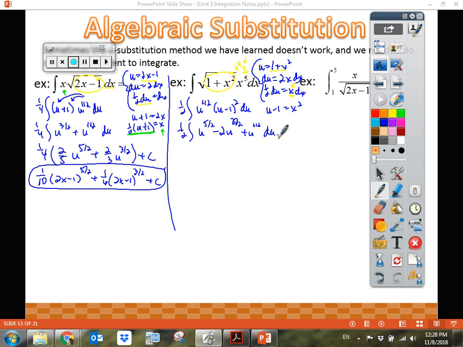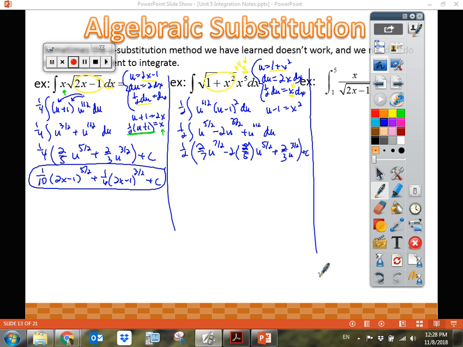All right. So now let's integrate. So we have 1/2 times the integral of u to the 5/2 is 2/7 u to the 7/2 minus 2 times the integral of u to the 3/2, which is 2/5 u to the 5/2, plus the integral of u to the 1/2. We add 1 to 1/2, get 3/2, so 2/3 u to the 3/2 plus c.